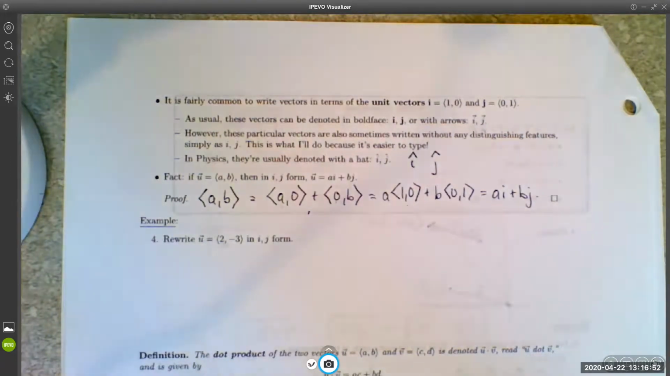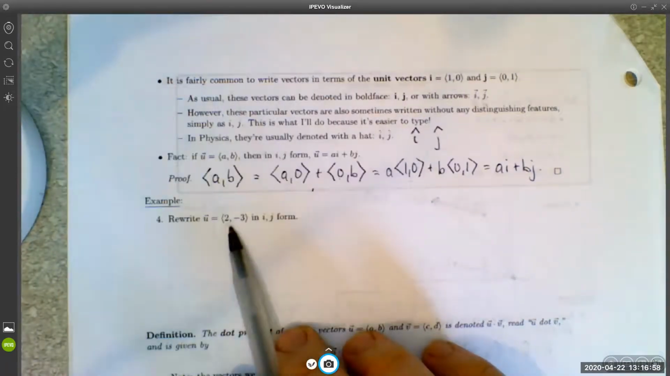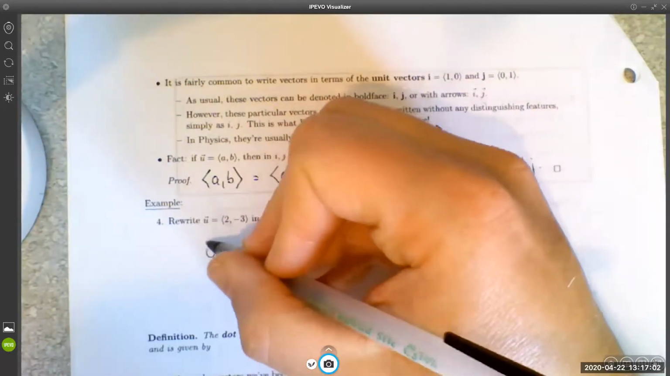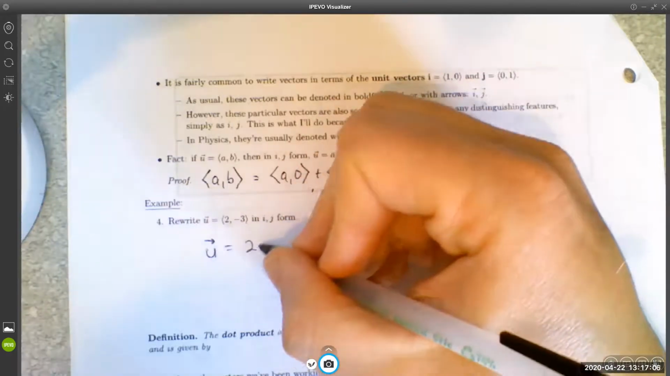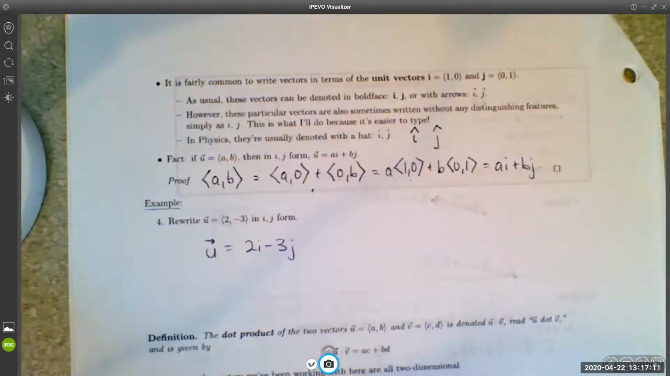Anyway, there's really nothing to it. That's the idea. For example, we can rewrite the vector 2, -3 in ij form as follows. Vector u is just going to be 2i minus 3j. And that's all there is to it. You'll have some opportunity to practice that in the homework. It's not terribly difficult.